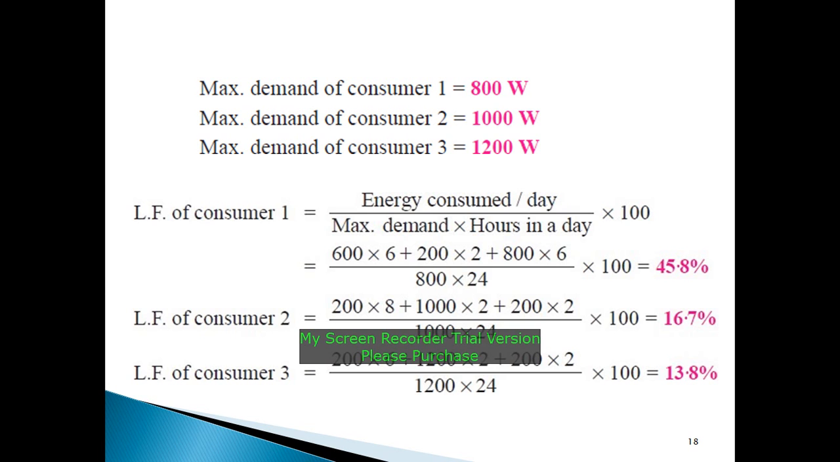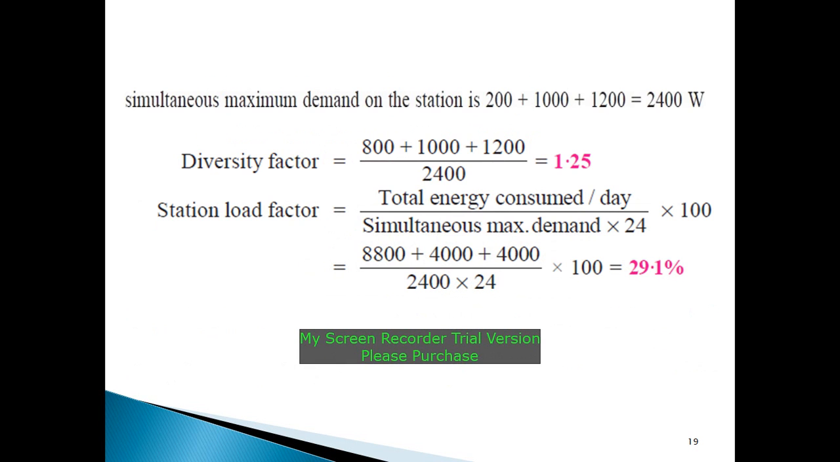So it represents 16.7%. Similarly, we can calculate the load factor for consumer 3. Consumer 3 consumed 200 watts for 6 hours, 1200 watts for 2 hours, and 200 watts for 2 hours, divided by the maximum demand of consumer 3 multiplied by the number of hours in a day, 24. So the percentage load factor of consumer 3 is 13.8%.